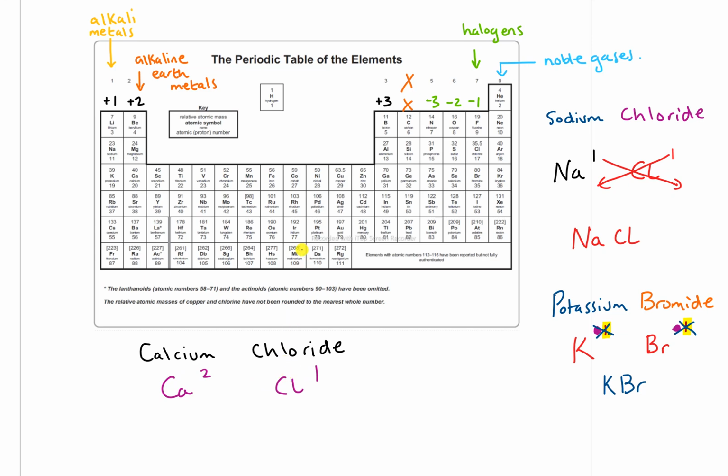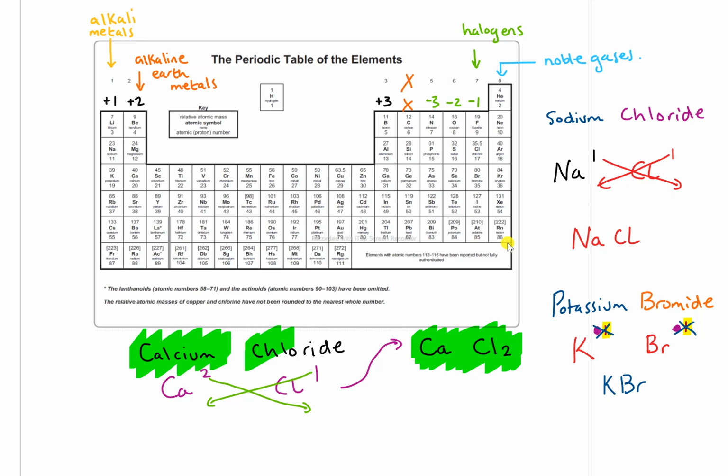Now, have you noticed that the sizes are different? So what we're going to do is a cross method. We're going to cross them over, right? So now I'm going to write it here so everybody can see it. Ca1Cl2. Now, because it's a 1, we do not need to write that one. It looks silly, so we ignore that. So now my chemical formula for calcium chloride is CaCl2.